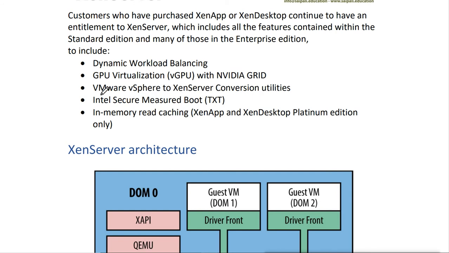VMware is again a different kernel virtualization coming from the VMware company. So if we created a virtual machine in the VMware hypervisor, we can convert that virtual machine into XenServer also. So you get the utility for that also. Intel secure measured boot, you get the secure boot, it will secure the booting. Then in-memory cache reading, and this one is actually for XenApp and XenDesktop. So it is only available in the XenApp and XenDesktop Platinum edition only. It is the feature which is used in XenApp and XenDesktop.